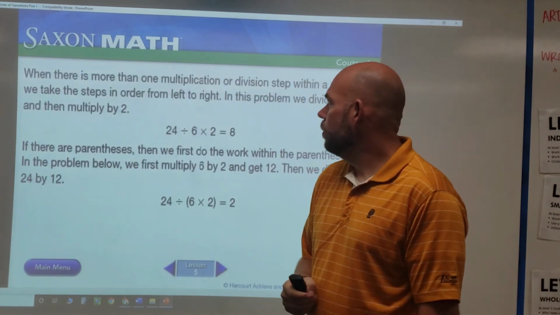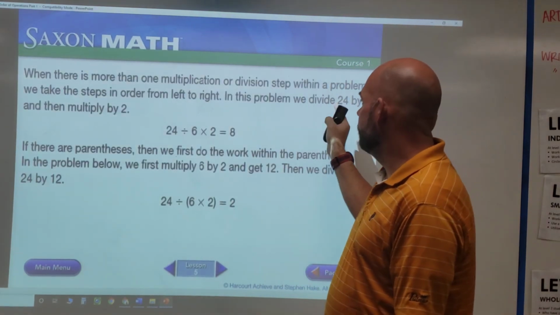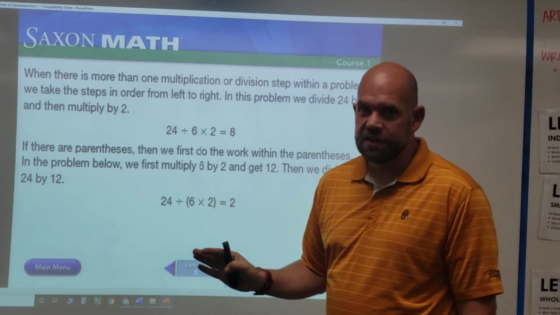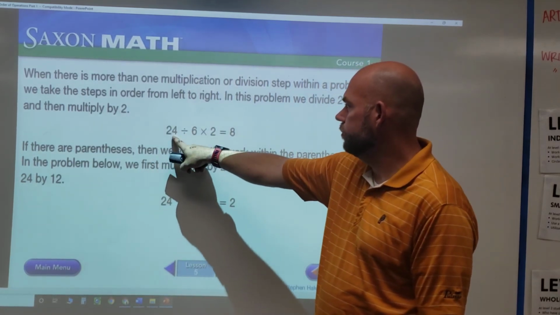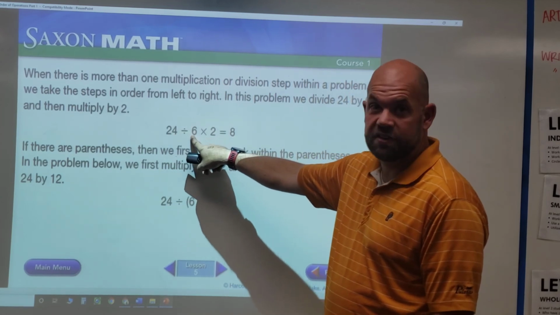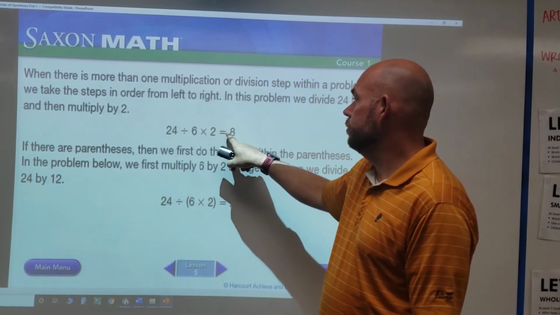All right. When there's more than one multiplication or division problem, we, just like addition and subtraction, start left to right, and we do it the same way. So here you'll see 24 divided by 6 is 4. 4 times 2 is 8.